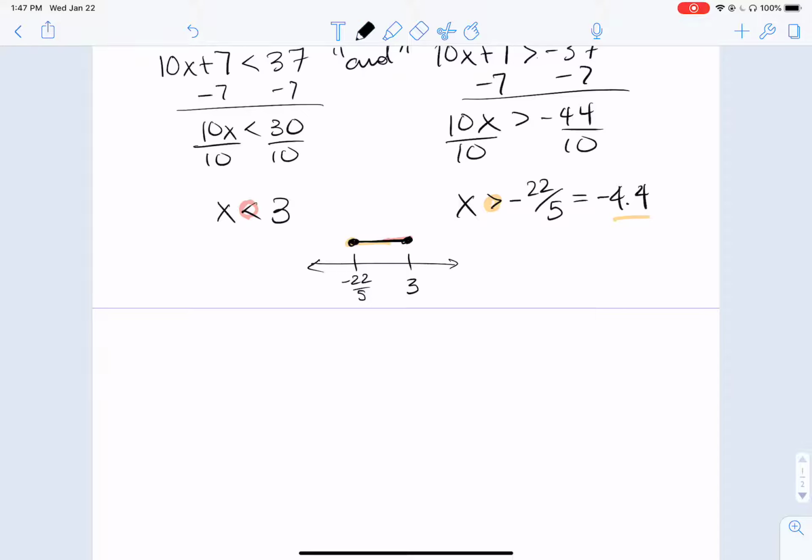So this again would be the graph of our solution, and as an interval, it will go from negative 22 over 5 to positive 3. And again, brackets on both of them, since the circles have to be closed. So there's your solution.